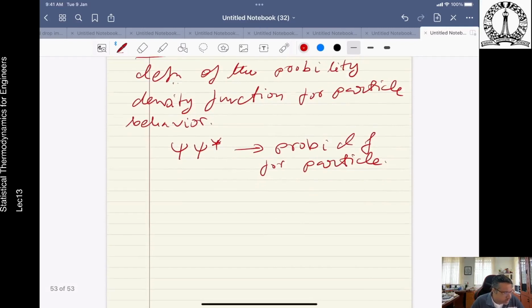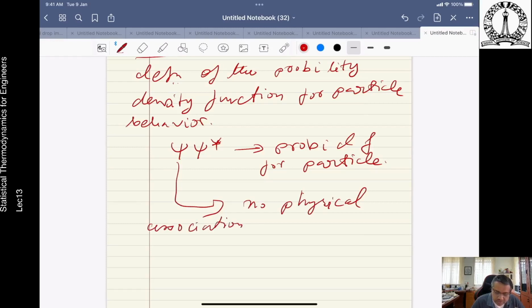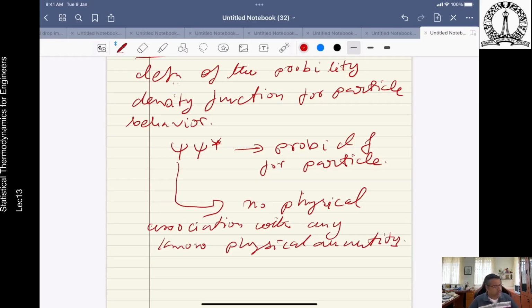This is what Max Born said. But itself, this offers no physical association with any known physical quantity. Okay, so that was the problem, that it did not provide a physical rationale behind it.